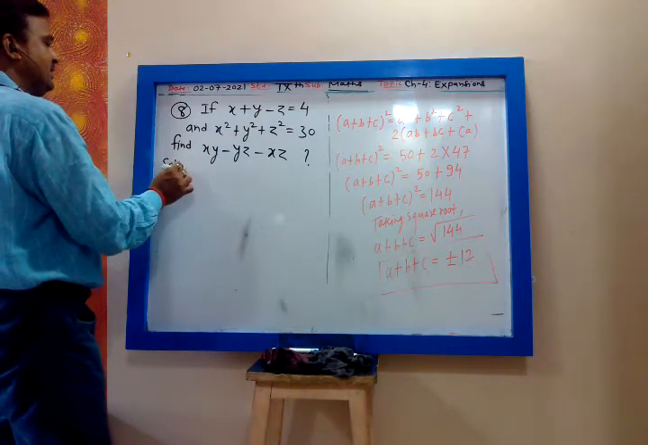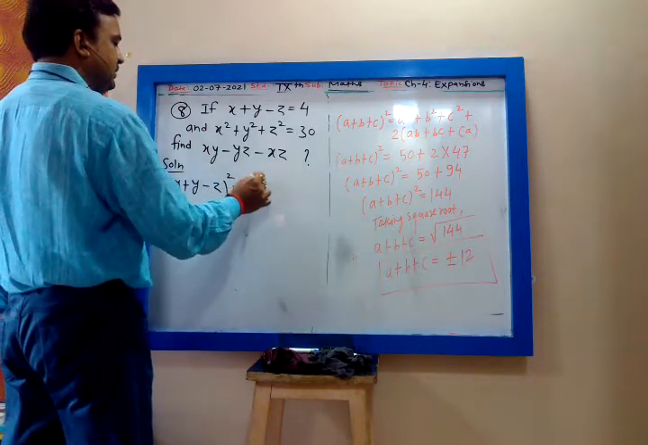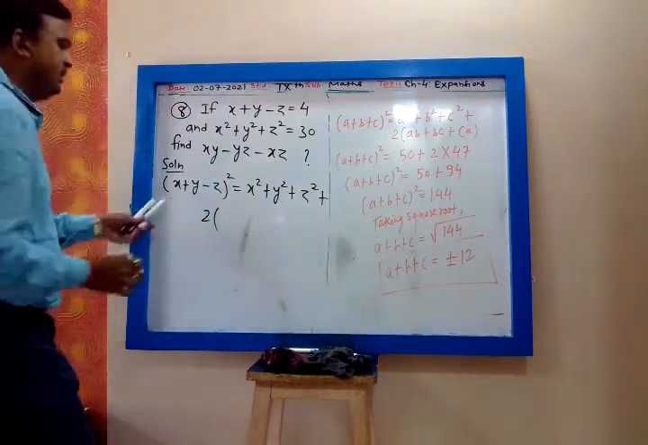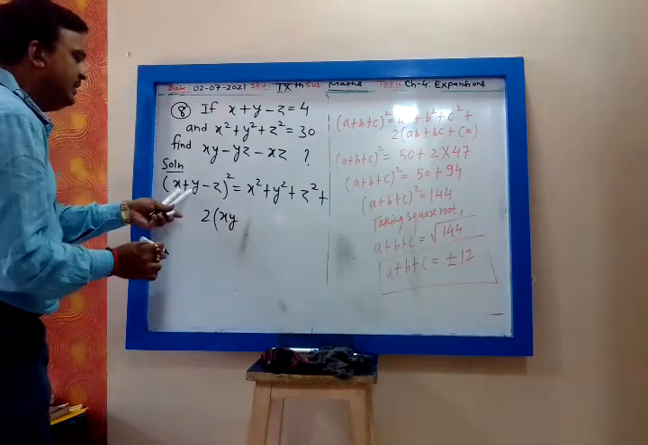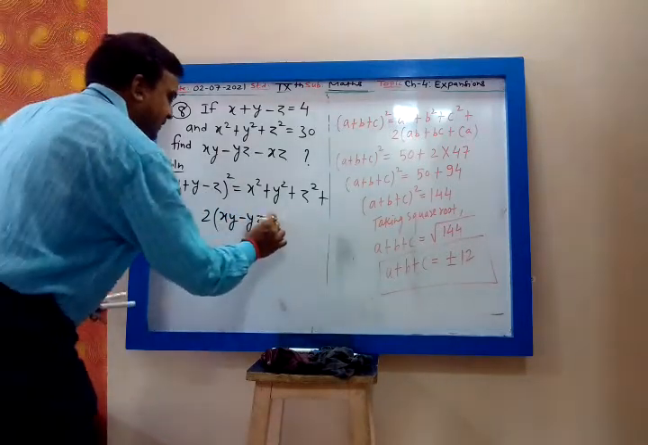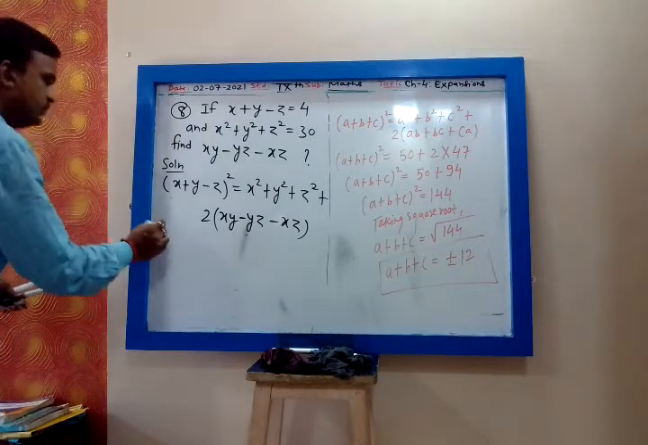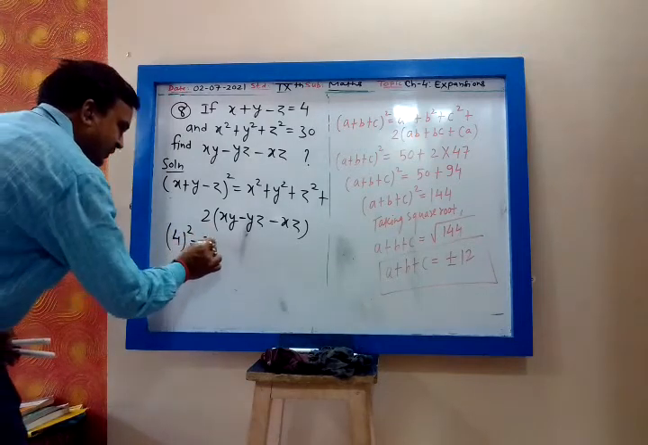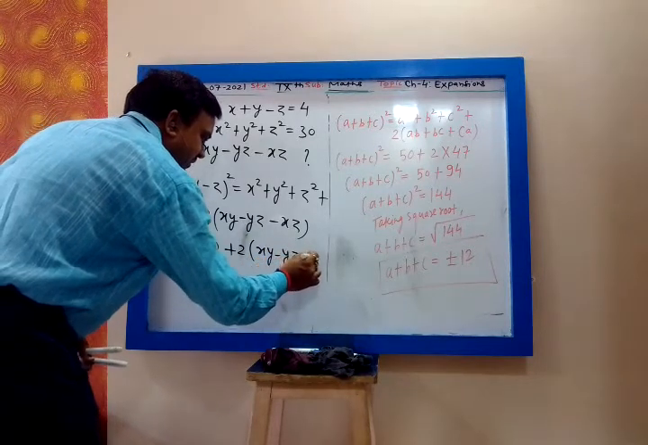So what you will consider? You will consider x plus y minus z whole square. That will be x square plus y square plus z square. This part will remain same. Plus 2 times, now you have to multiply the number by taking the sign together. X into y, xy. Then plus y into minus z, minus yz. Then minus z into x, minus xz. Now substitute the one. X plus y minus z is 4. So 4 square is equal to x square plus y square plus z square, which is 30, plus 2 times xy minus yz minus xz.